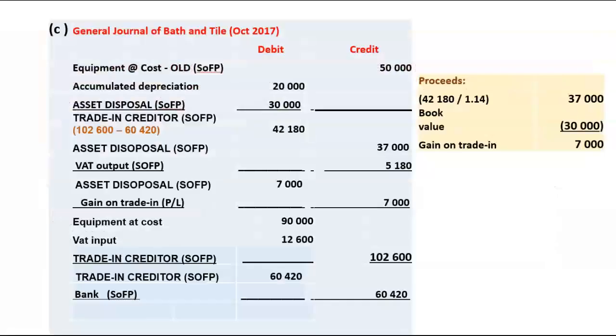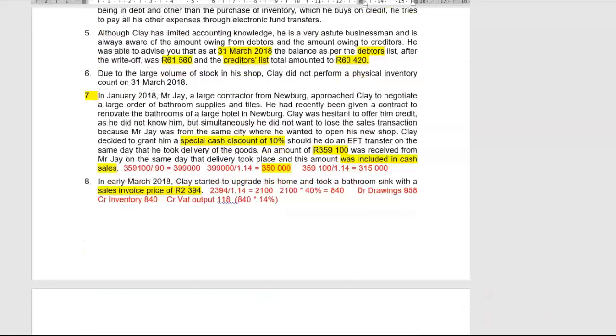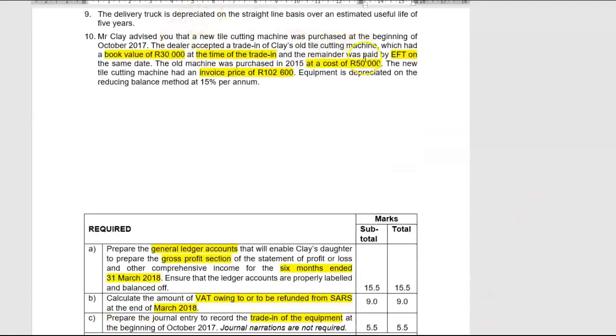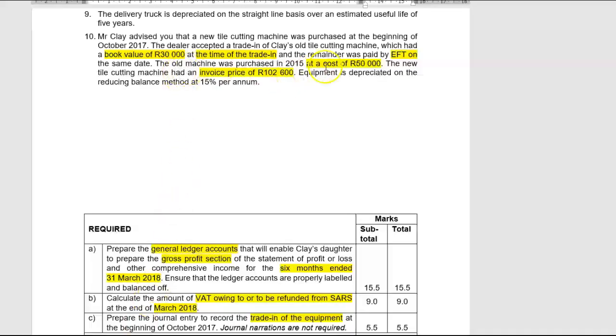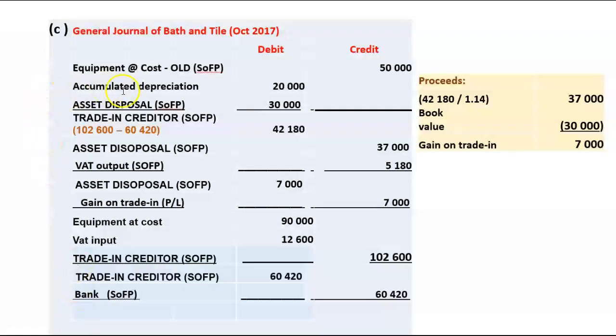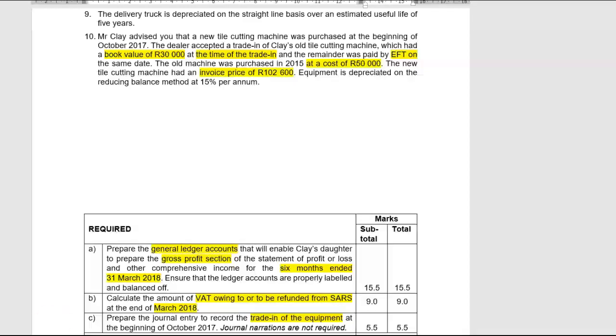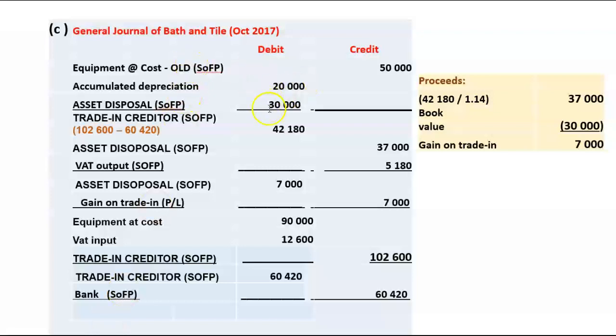The first thing that we have to do is to take the cost price of this machine out of our books, and the cost price was 50,000. So we are going to credit equipment at cost with 50,000. Then we're going to debit the accumulated depreciation, the 50,000 less the 30,000, 20,000 in other words. We're going to debit accumulated depreciation with 20,000, and we're going to transfer the carrying value of this asset at the date of sale, the 30,000, to the asset disposal account. So we're going to debit the asset disposal account with 30,000 Rand.